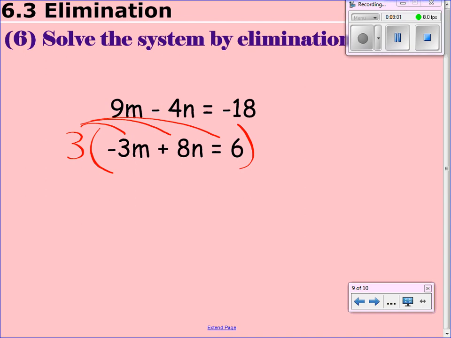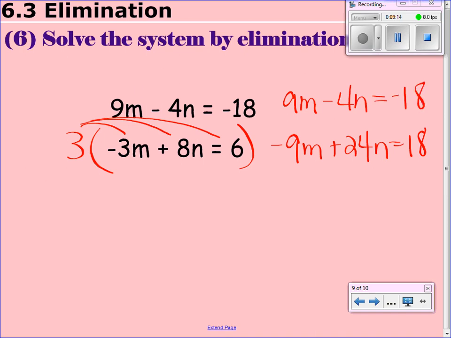So let's do that. I have -9m plus 24n equals 18. Now let me do the top one, just recopy what we have there. Now let's add them together. And look what ends up happening. The m's cancel out, so we have nothing there. And over here, -4 plus 24 is 20n equals 0.